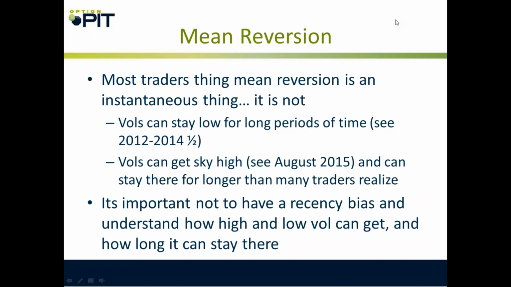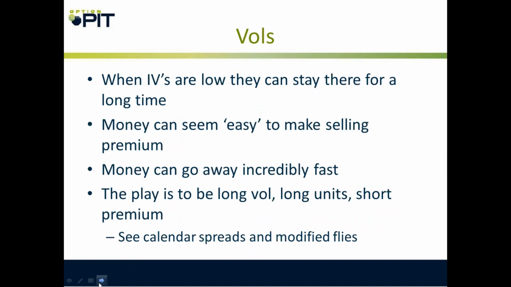All right? So, it's important not to have a recency bias. Understand how high volatility can get and how low volatility can get. And don't just assume that because the VIX is 12 that it won't be 12 tomorrow. When IV is low, it can stay there for a long time. Money can seem easy to make. It can seem really easy to make money selling premium.